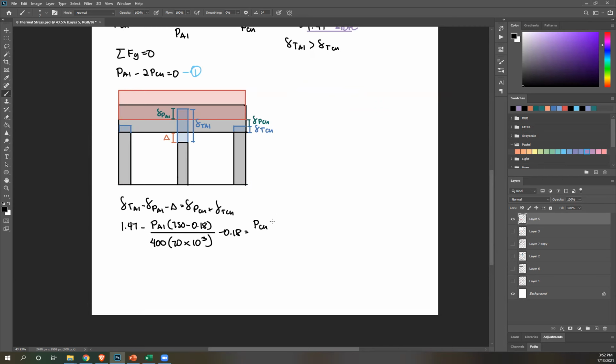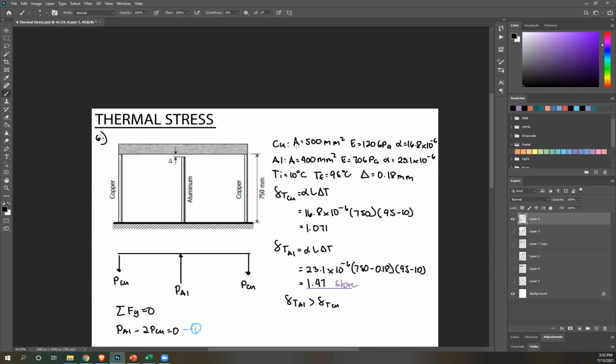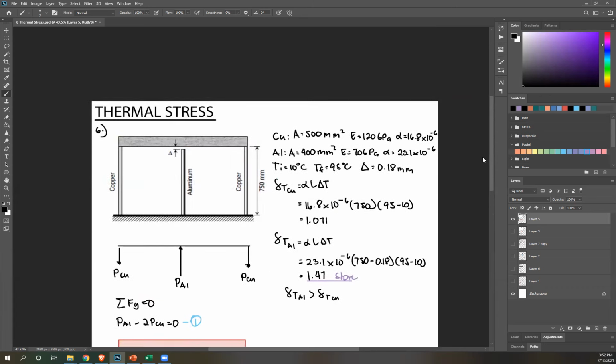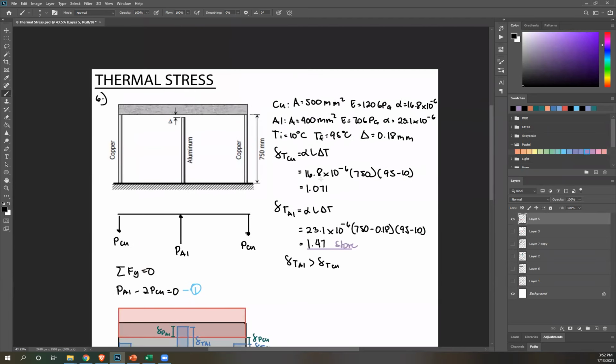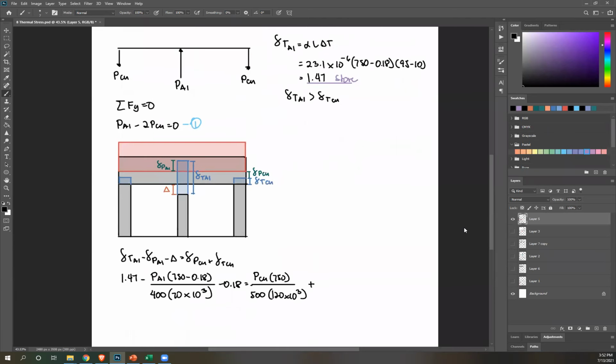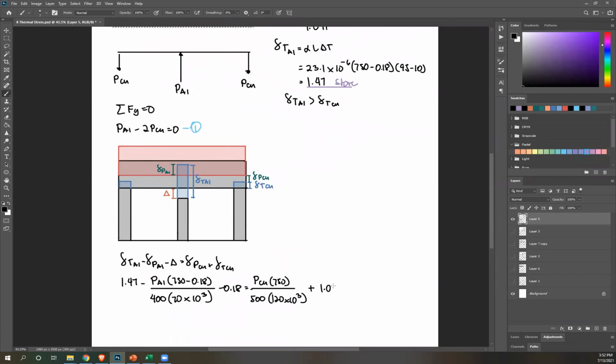PCU, and then this is 750. Area of copper 500, E is 120. So 500 times 120 times 10 raised to 3, plus delta T Cu, 1.07. And this is your equation number 2. Two equations, two unknowns. Please solve.